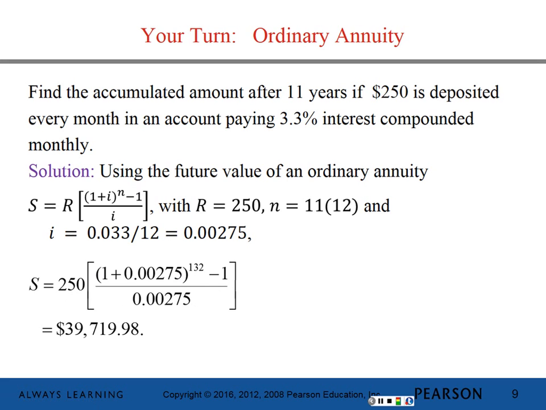And it turns out that after 11 years, you'll have almost $40,000. So if you have a fairly good investment account and you can afford to put $250 a month in that account, you will have a nice amount of money at the end of 11 years. Questions?